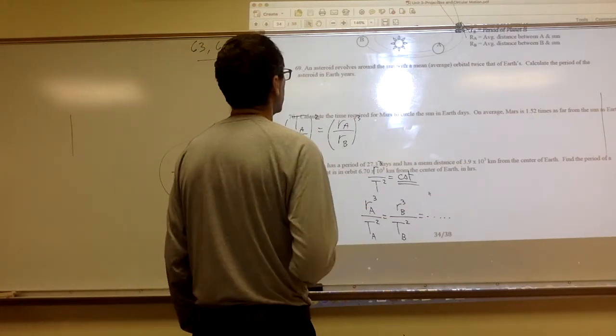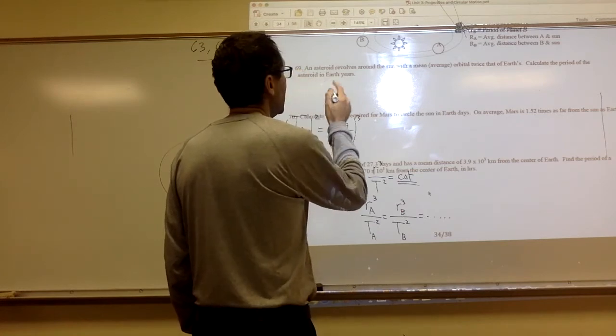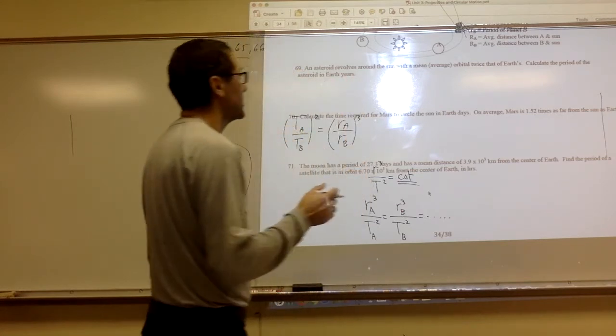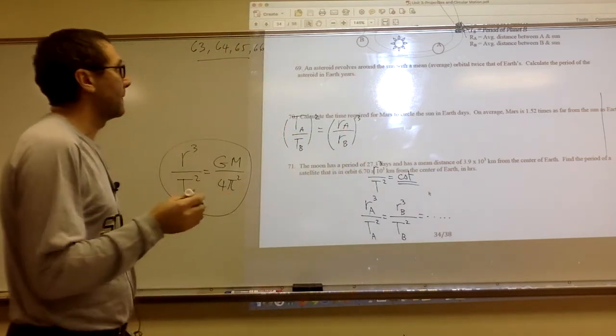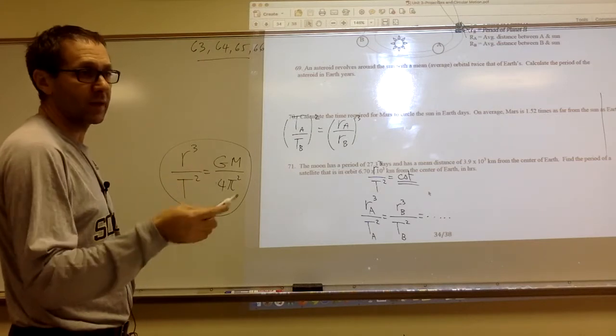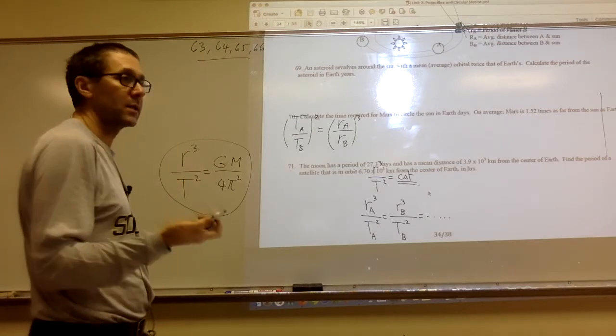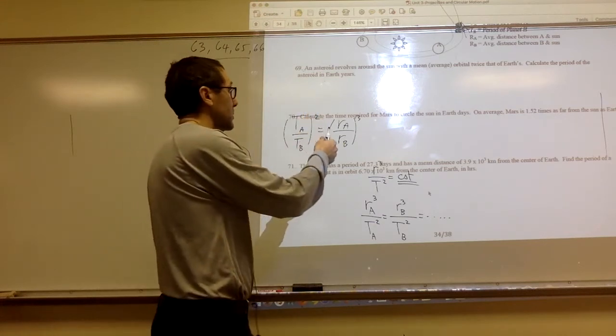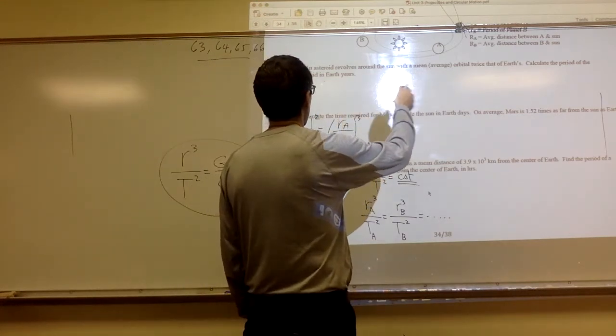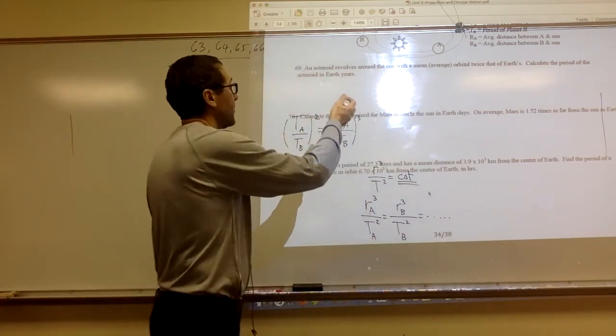An asteroid revolves around the sun with a mean average orbital radius twice that of Earth. Now, the reason we say mean is because the orbit is not perfect. It's not a circle. It's an ellipse. And maybe in class I'll show you how you can draw an ellipse. Calculate the period of the asteroid in Earth years.